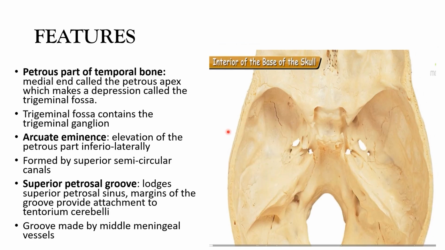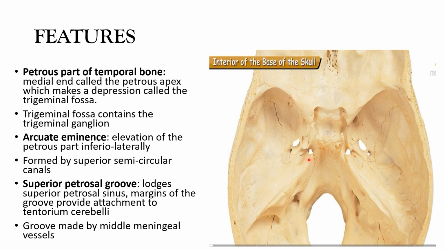Now we'll continue looking at the features. We'll look at the posterior border. So we'll look at the petrous part of the temporal bone. This is the petrous part of the temporal bone. The medial end is called the petrous apex. Now in the petrous apex, you can see a depression here called the trigeminal fossa, and it contains the trigeminal ganglion.